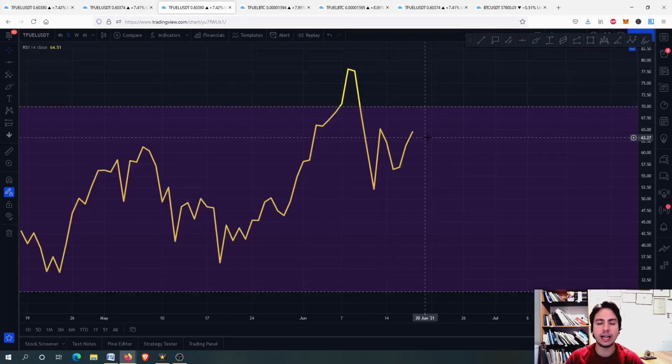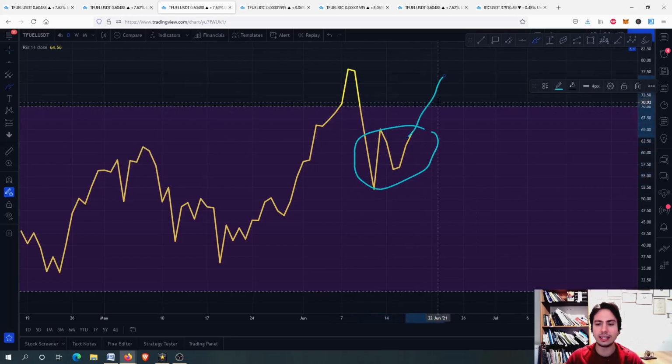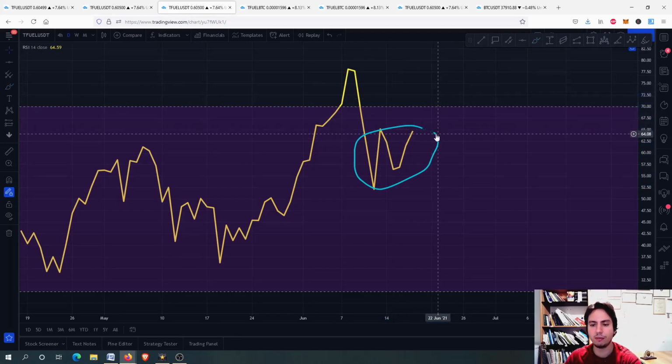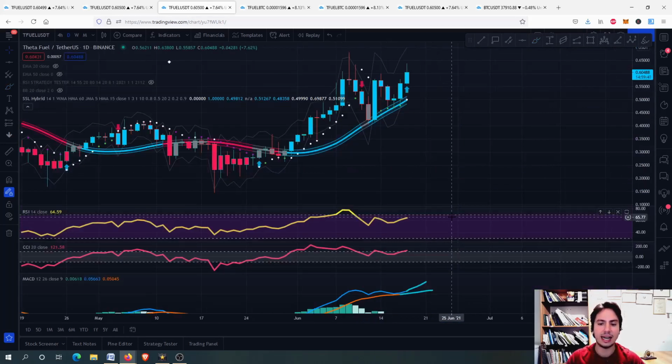The RSI is good, guys. We don't have any overbought situation for now on the daily frame. We want to stay like this and even go again into an overbought situation. This will be very, very good for the RSI as well. Let's go now to TFUEL Bitcoin chart.